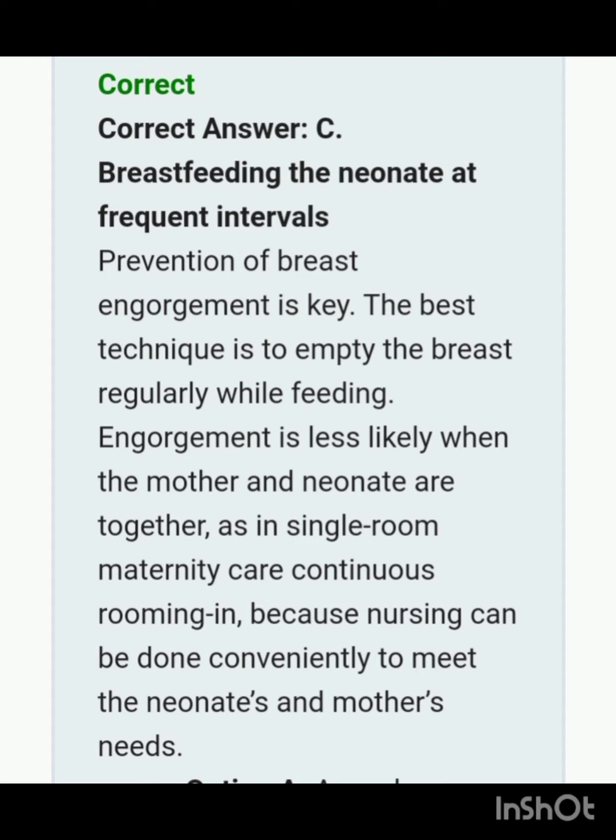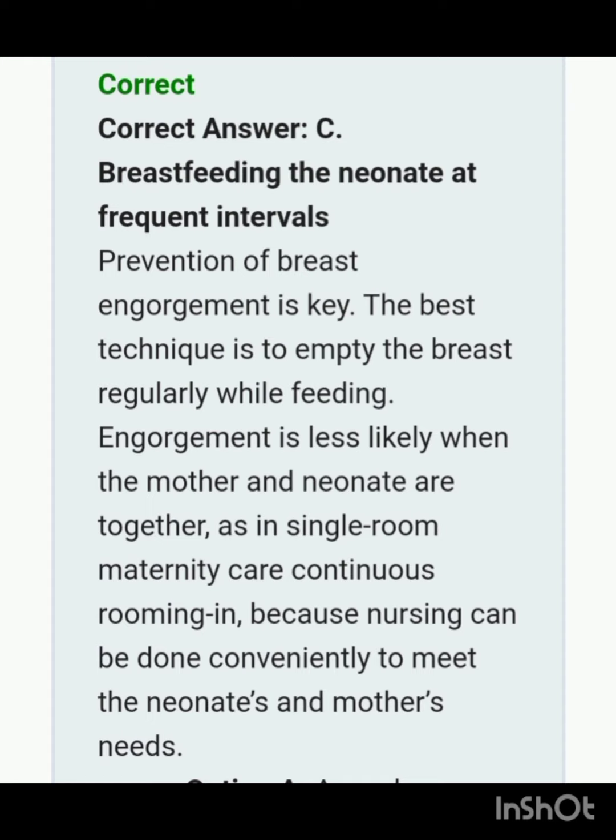If we give frequent intervals, breastfeeding the baby every 2 hours, and every breast we should feed for 10 minutes. That means every time you breastfeed the baby, you'll spend 20 minutes, each breast 10 minutes and 10 minutes. When we breastfeed frequently, all the milk in the breast will be emptied by the baby sucking. By that there won't be a chance of breast engorgement.